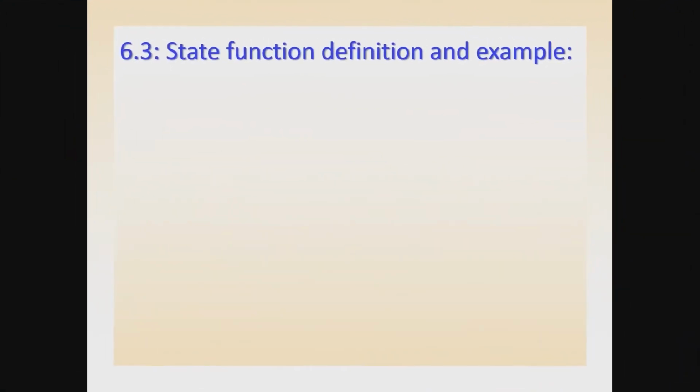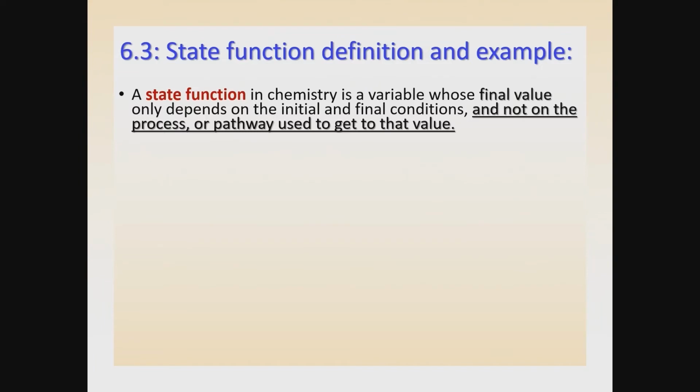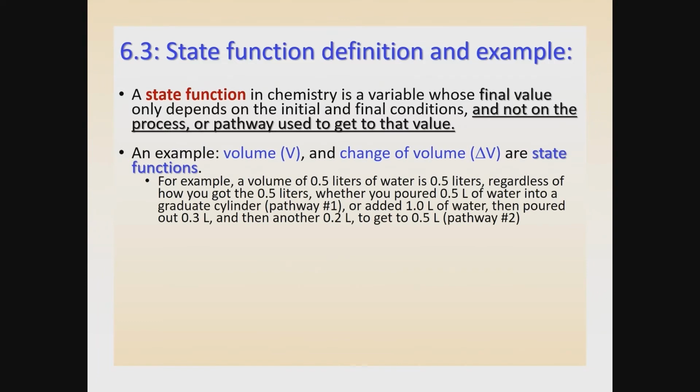So what I want to do is tell you a little bit about what a state function is and then try to give you some examples so that you can better understand that. So a state function in chemistry is some kind of variable whose final value only depends on the initial and final conditions and not on the process or pathway used to get to that value. So a really easy example for me to understand this is the variable volume, capital V. It turns out that that variable volume in chemistry, capital V, is a state function.